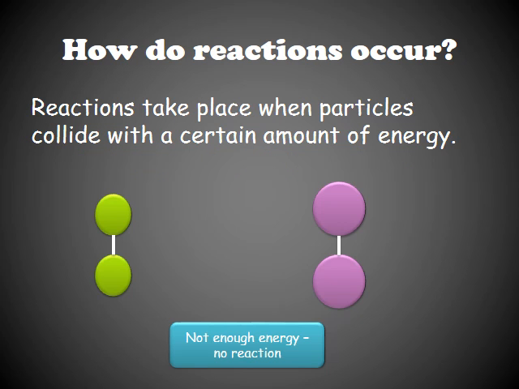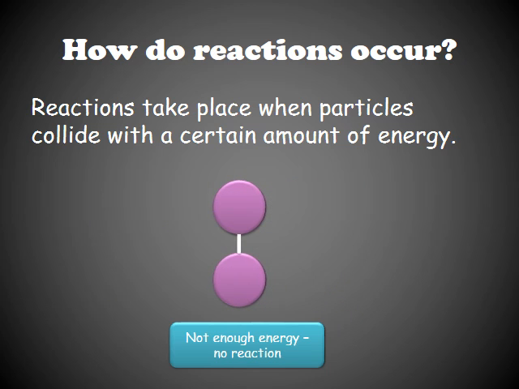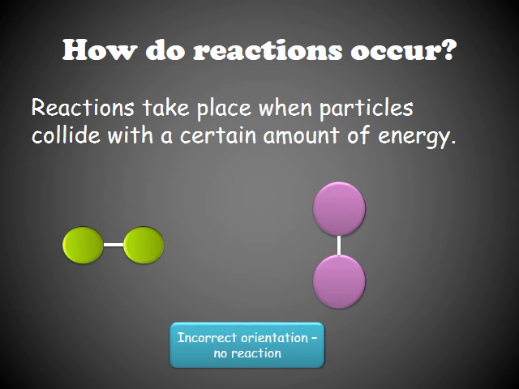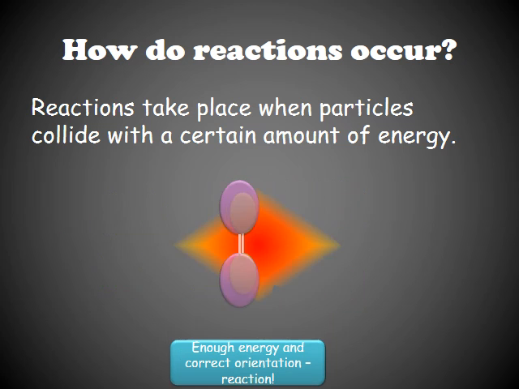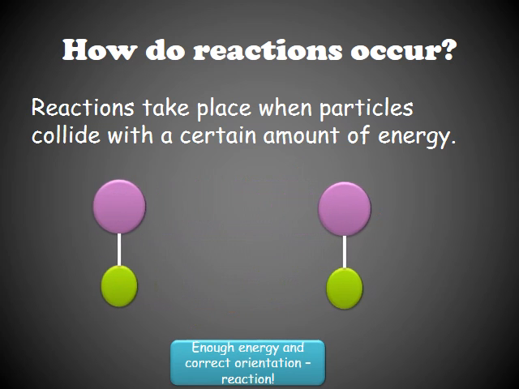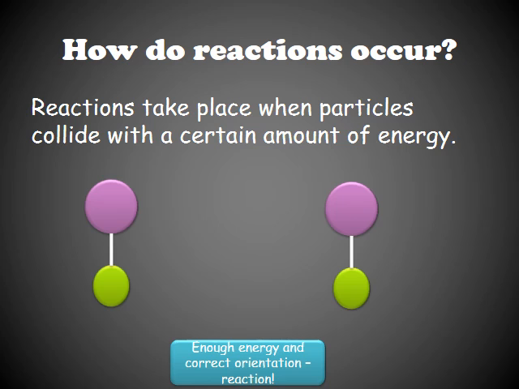So, how do these reactions occur? Reactions take place when particles collide with the right amount of energy. If there's not enough energy, there's no reaction. If the particles or molecules are in the incorrect orientation, that doesn't allow the reaction to occur. Again, there's no reaction. Only when there's enough energy and the correct orientation does the reaction occur and the reactants are transformed into products.